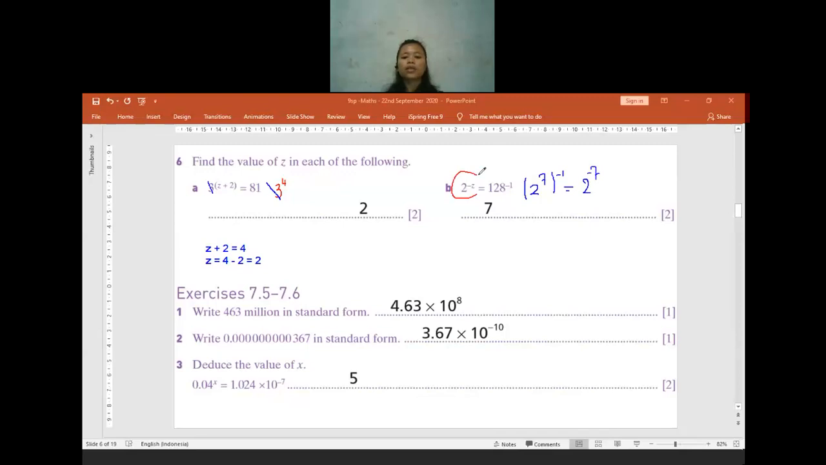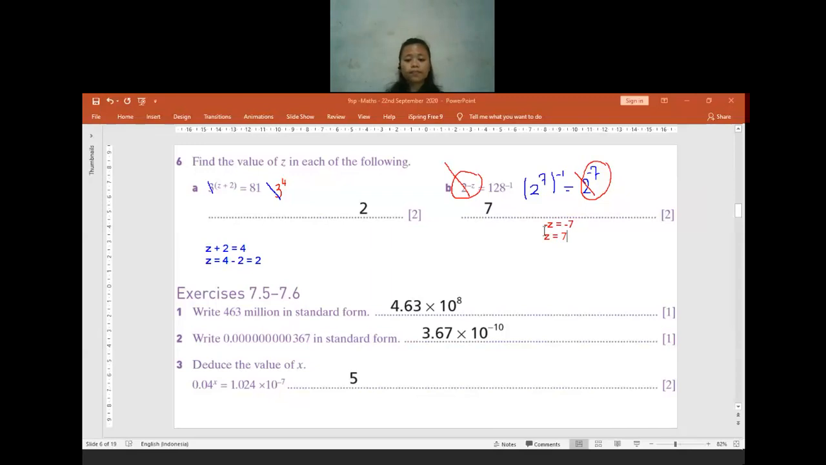So now we focus on the numbers having the same base, which are 2 to the power of negative z and also 2 to the power of negative 7. The base is already the same, so just cancel all the base. So now we will have negative z is equal to negative 7. So it means z will be equal to 7.